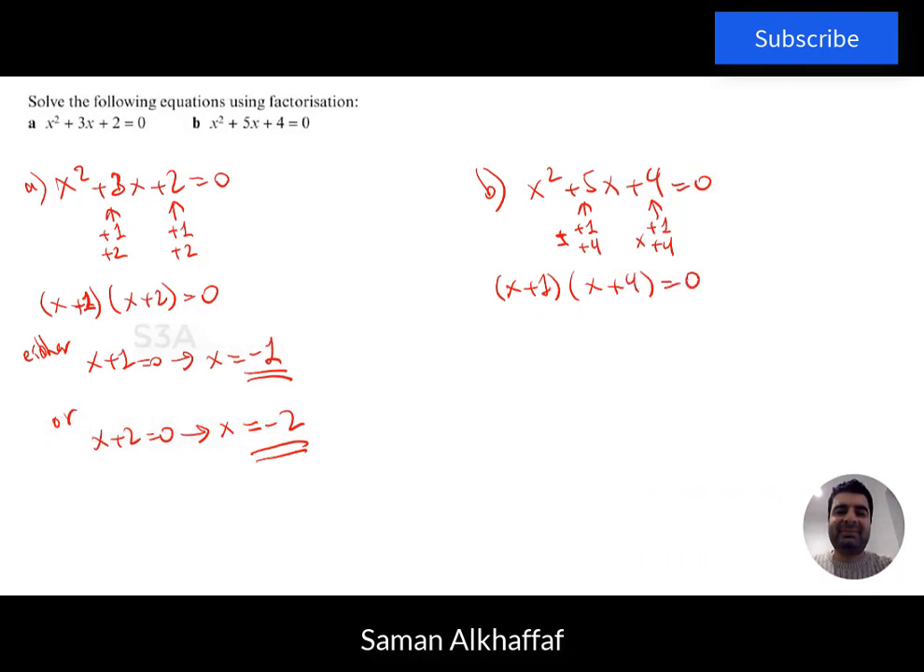So now we equate each bracket to 0. So we would have either x plus 1 equals 0, so that will give us x equal minus 1, the first value of x, or x plus 4 equal to 0, so we would have the second value of x being minus 4. And these are the two values for this expression.